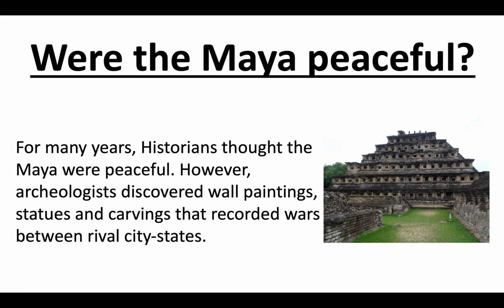Yeah. So, thanks to artifacts that have been left behind, the archaeologists were able to discover wall paintings, statues, and carvings that recorded wars between the rival city-states. And they tend to do that a lot, they would leave huge pieces of writings on their walls or on pieces of rock and just talk about the reign of the kings and all that stuff, all right? So, yeah, that is how we know about that. They were not always peaceful.